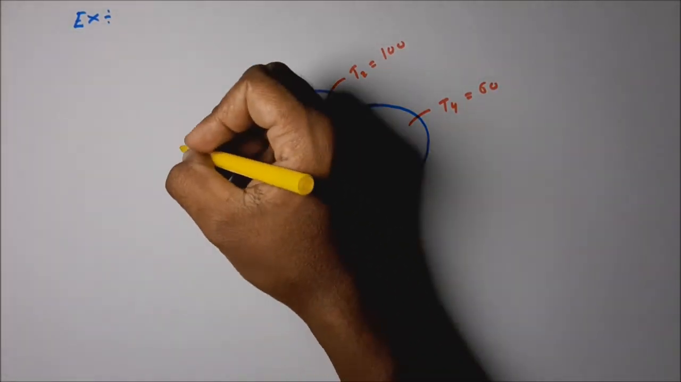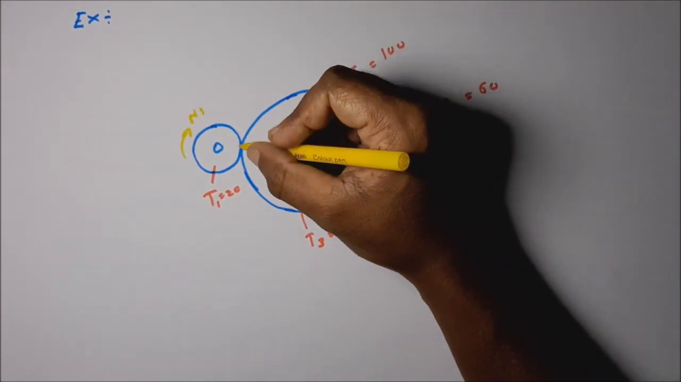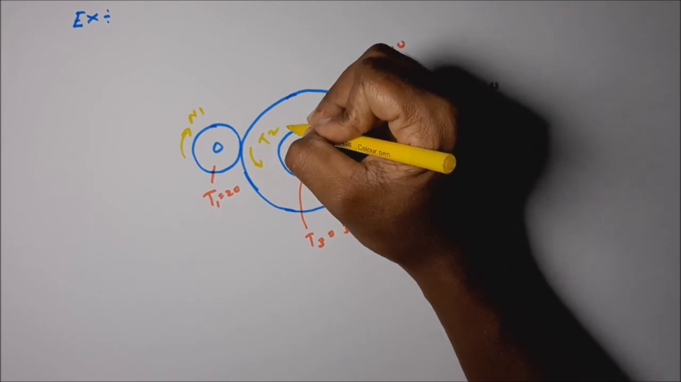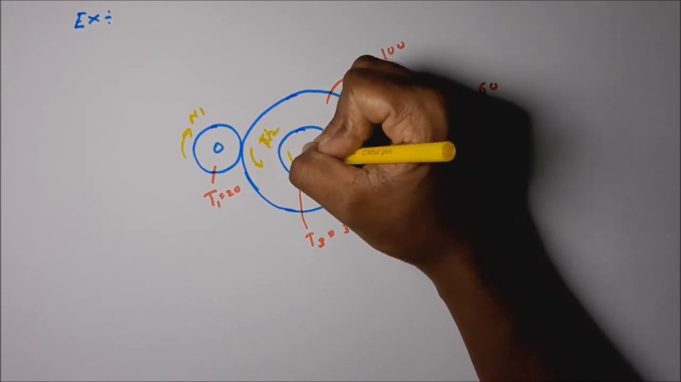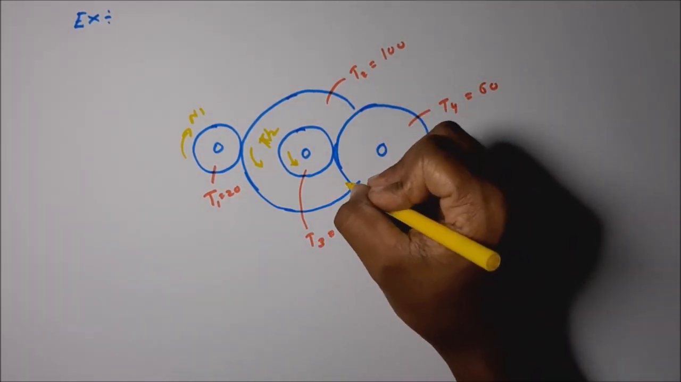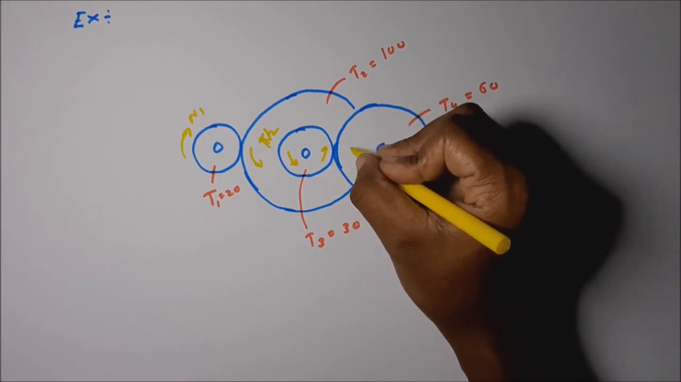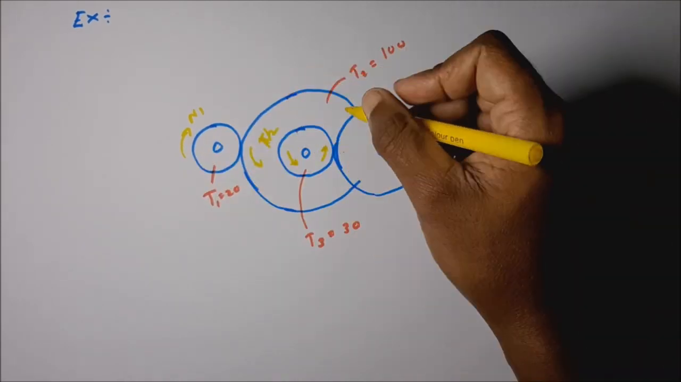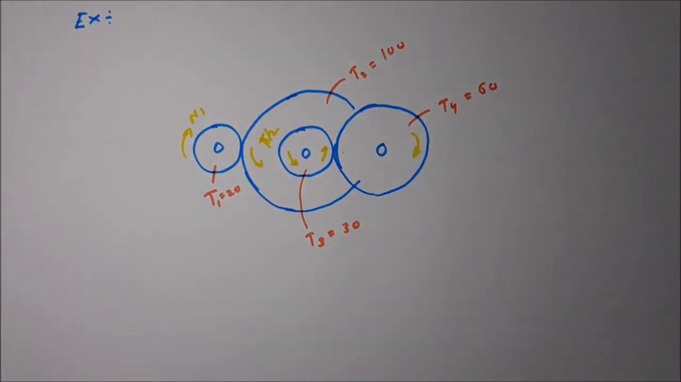Okay, then if this is producing the N1 speed, this one produces N2 speed. This one also has the same speed because it is connected to the same shaft. So if this is rotating in this direction, this is rotating in this direction. If this is clockwise, this one is also clockwise. If this is anti-clockwise, this one is also anti-clockwise.